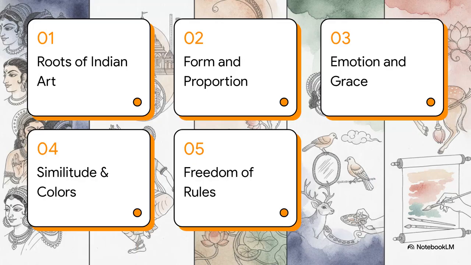Here is a quick look at what we're covering in this explainer. First, the roots of Indian art. Second, mastering form and proportion. Third, infusing emotion and grace. Fourth, similitude and vibrant colors. And finally, number 5, the freedom of rules. All right, let's jump right in.